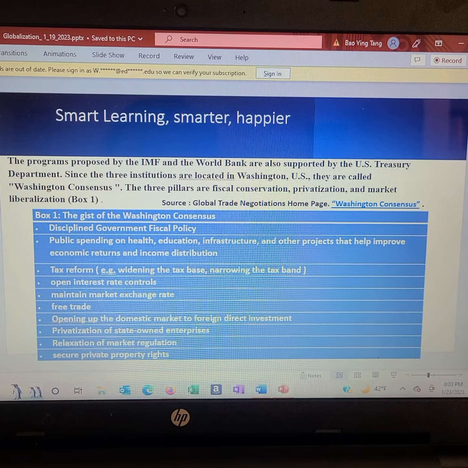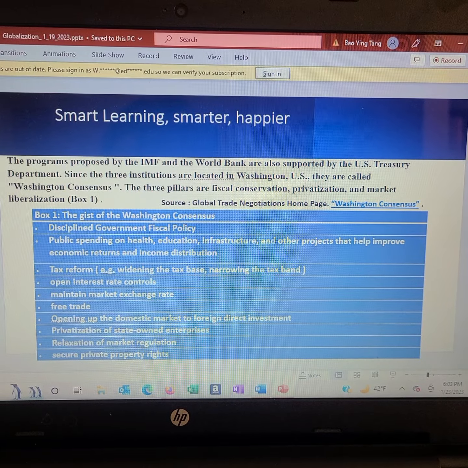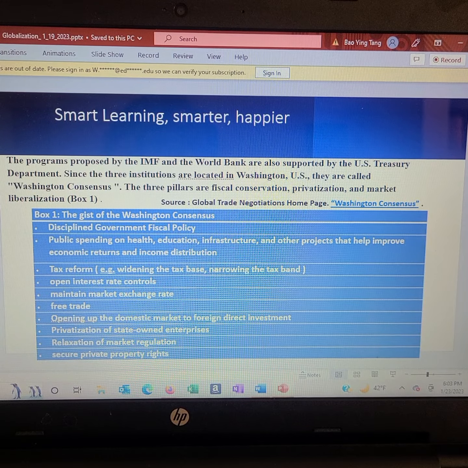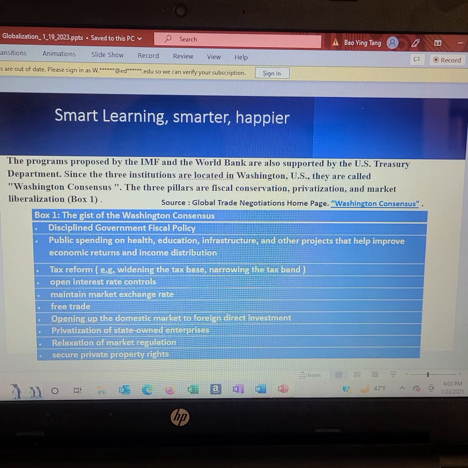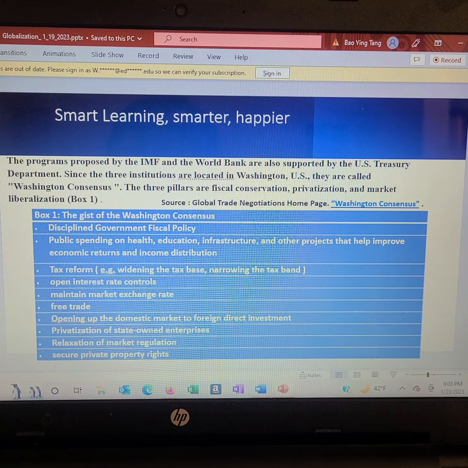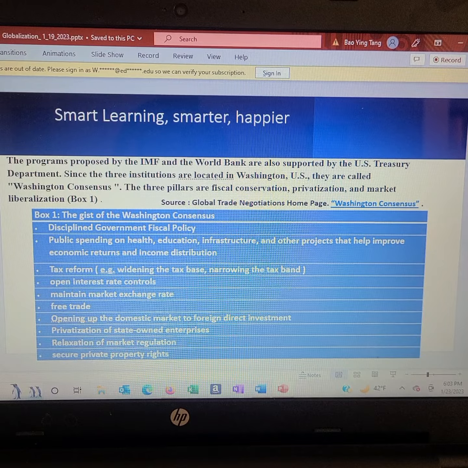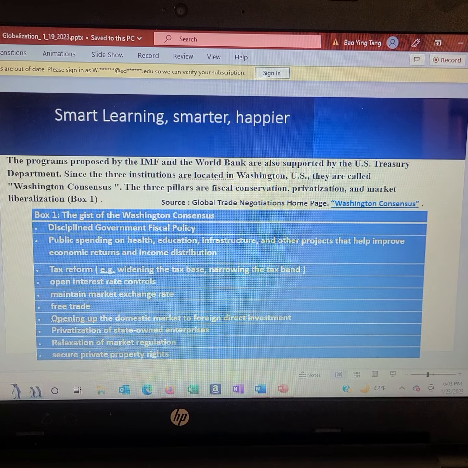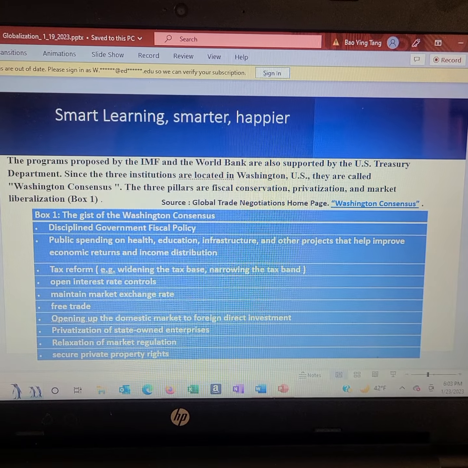The programs proposed by the IMF and the World Bank are also supported by the U.S. Treasury Department. Since the three institutions are located in Washington, U.S., they are called the Washington Consensus. The three pillars are fiscal conservation, privatization, and market liberalization.